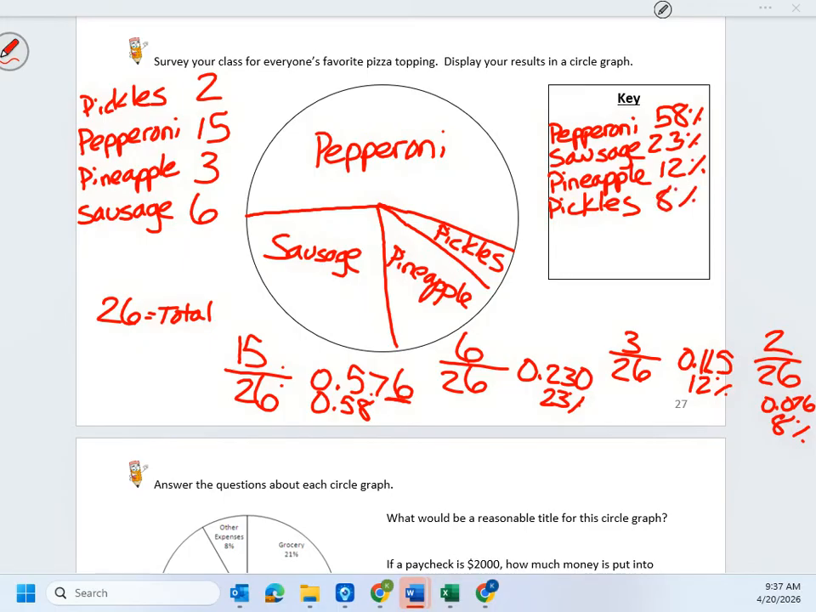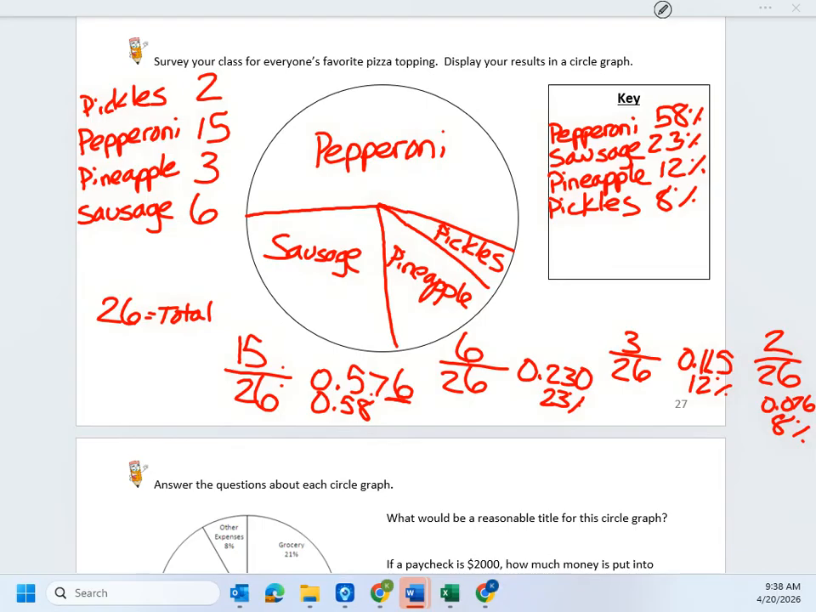Now, if we had perfect numbers, it would equal 100%. So let's look, 58 plus 23 plus 12 plus 8, that gives us 101% because we were rounding up on so many of those. So it rounded up to 101%. So it's not always going to be perfect. When we take the test, we're gonna have perfect numbers that will work to exactly 100%.